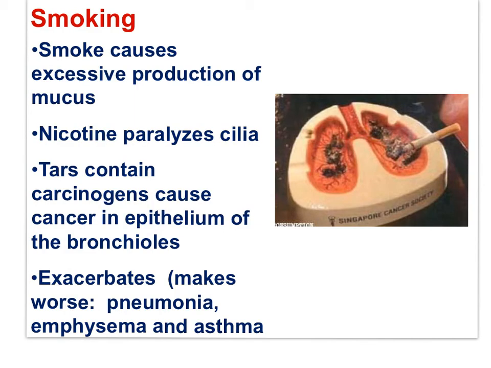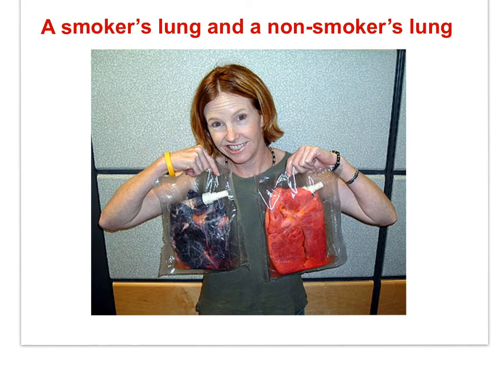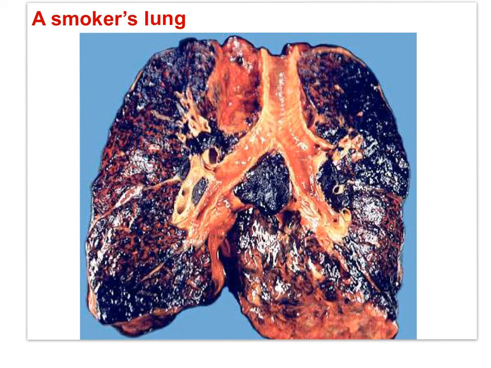The effects of smoking are excessive production of mucus, paralyzed cilia because of the nicotine. Tars that contain carcinogens cause cancer in the epithelium of the bronchioles. And smoking makes worse, exacerbates pneumonia, emphysema, and asthma. Here is a photograph that shows the color of a smoker's lung, caused primarily by the tars to be found in cigarette smoke. Here is another image of a smoker's lung.